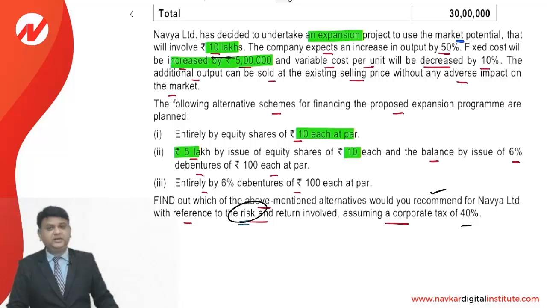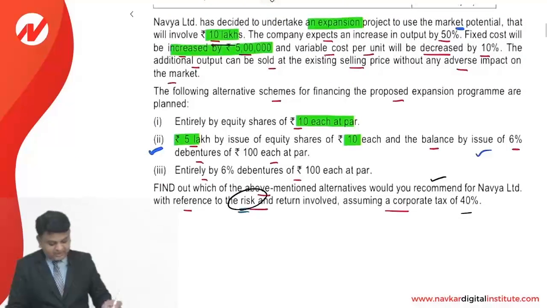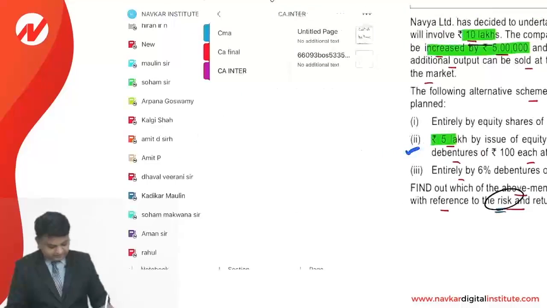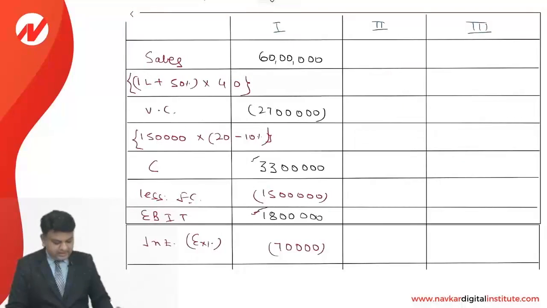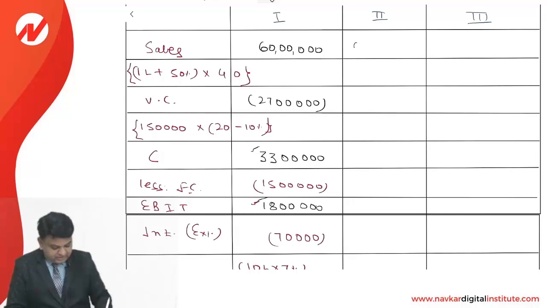Now let us make the required calculation for the second alternative. The second alternative is the one in which we are going to have equity financing of rupees 5 lakhs, and at the same time we will have debt financing of the balancing amount, that is again 5 lakhs. That is the way we will have the financing pattern. As far as sales is concerned, it is going to remain the same, an amount of 60 lakhs.